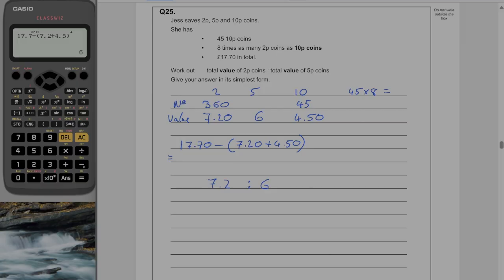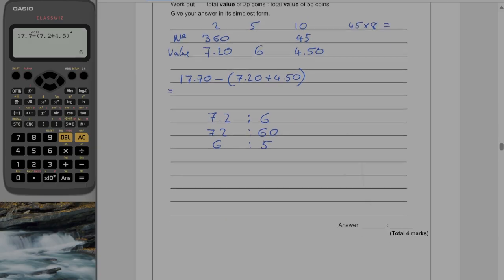Now, that's not a fraction in its simplest form. Realistically, give your answer in its simplest form. So that's not in its simplest form, mainly because we've got decimals here. So we could say that that's the same as 72 to 60. And then both those numbers will cancel down by 12. 12s will go into that 6 times, and 12s will go into that 5 times. So we're looking at 6 to 5.